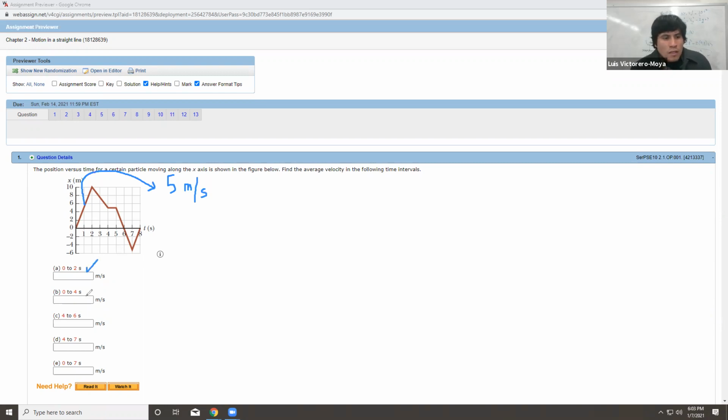So I got this. Between 0 and 4. Okay, so you want the velocity between this point and this point, right? We know that average velocity is the change on position divided by the change on time. The position on 4 is approximately 5. The position on 0 is 0. And then you have 4 seconds. So 5 over 4, 1.25 meters per second. Positive.